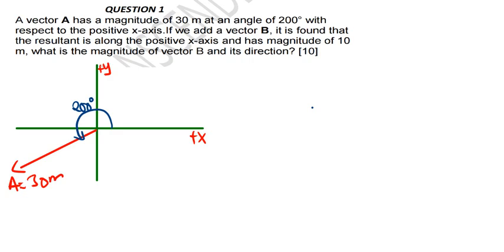Vector B, I don't know what vector B is, but I have the resultant. They are saying that it was found that after adding vector A and B, the resultant was going in the what? Positive x-axis, and it has a magnitude of 10 meters. So when a vector is moving along positive x-axis, what is the angle? Aaron. Aaron, if a vector is going through positive x-axis, what is the angle?